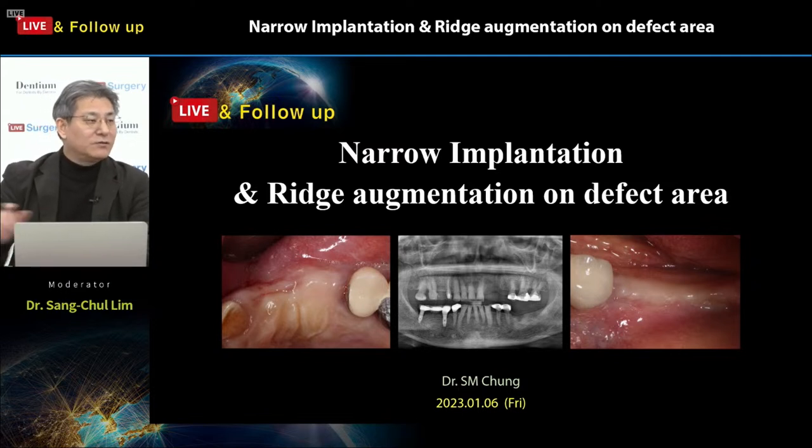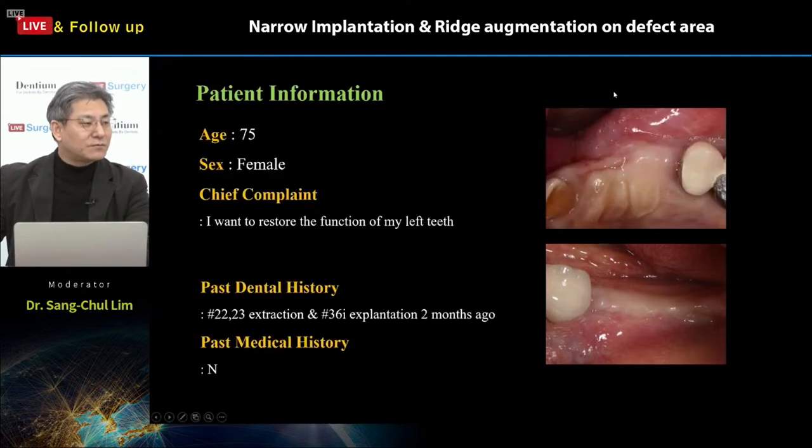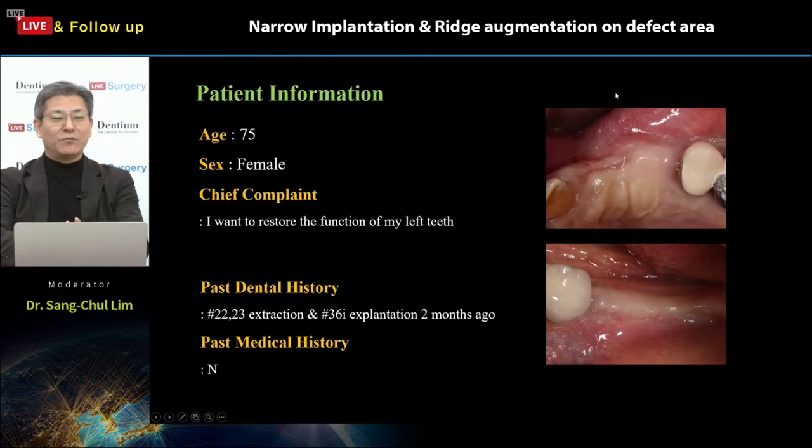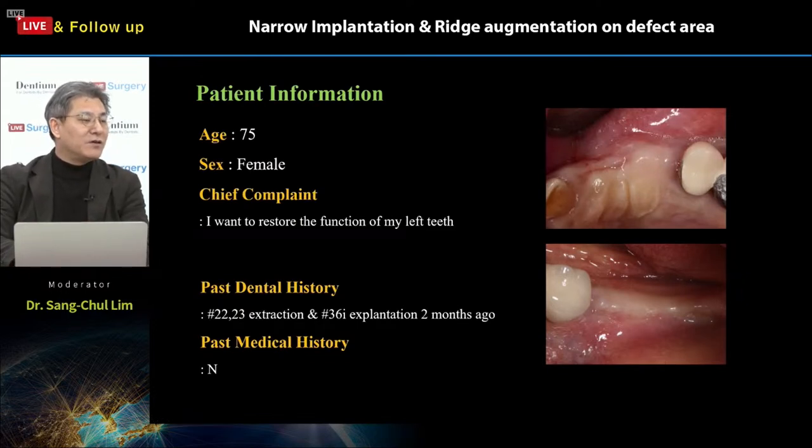As I mentioned before, today's topic is narrow implantation and ridge augmentation. About the patient information: a 75-year-old female patient who wants to restore the function of her lost teeth. About the past dental history, 2 months ago, teeth 22 and 23 were extracted and number 36 implant fixtures were removed. Past medical history, non-specific.